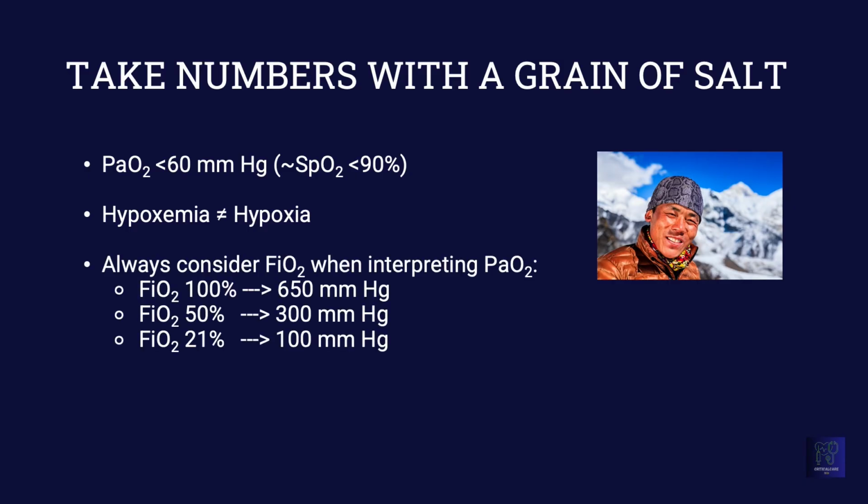Another example is patients on supplemental oxygen. As we previously saw, if you put somebody on 100% oxygen, their expected PaO2 will be 650. So in this patient, is a PaO2 level of 65 normal? Absolutely not. The A-a gradient here is more than 500. That's very abnormal. So take the number with a grain of salt. Always think about the patient when interpreting these numbers.